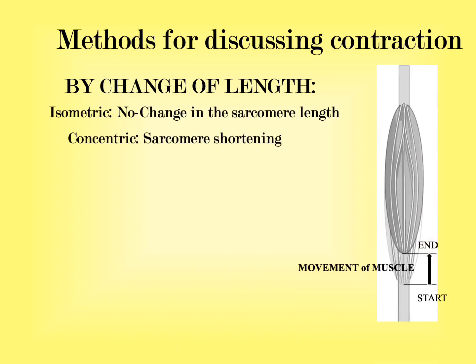Concentric. In concentric, we have movement of the muscle that will shorten the muscle by shortening the sarcomere, which means that the end point of the muscle is going to be proximally closer than the start point of the muscle.